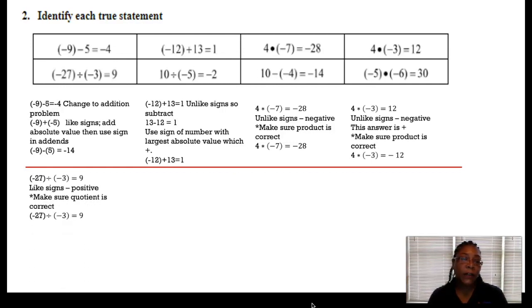Negative 27 divided by negative 3 is equal to 9. Like signs, so my answer should be positive. Is 27 divided by 3 9? Yes, it is. That is correct.